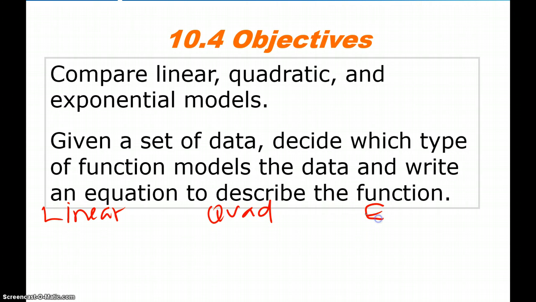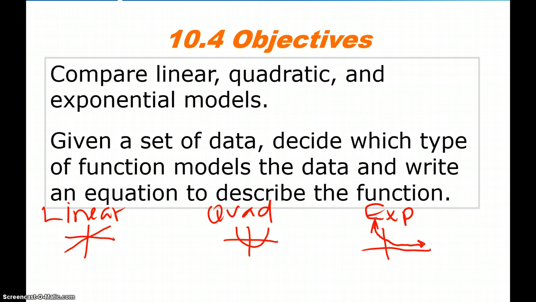and exponential. Hopefully you remember this stuff. A linear is always going to be a straight line. Quadratic we know is always going to be a U. And we just learned about an exponential. An exponential is always going to be some sort of curve that gets really, really close and shoots up.